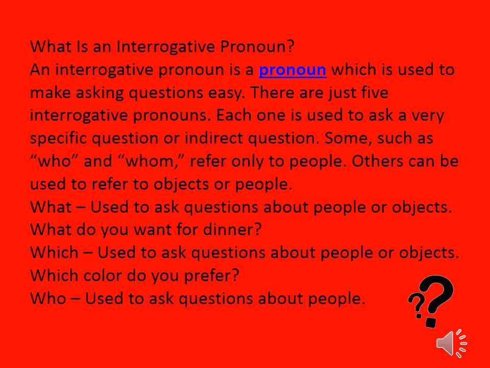What is used to ask questions about people or objects. Example: what do you want for dinner? Which is used to ask questions about people or objects. Example: which color do you prefer? Who is used to ask questions about people.